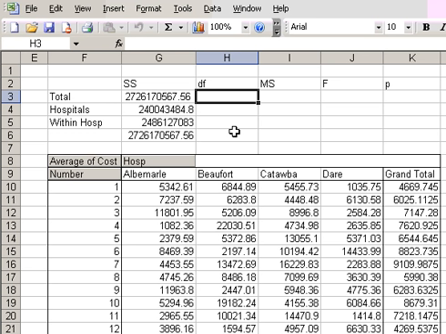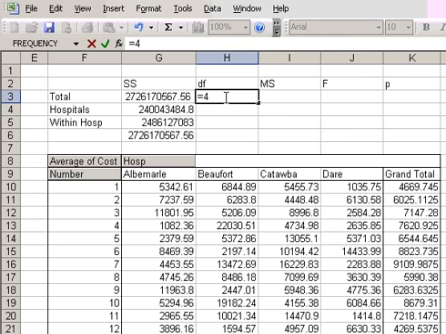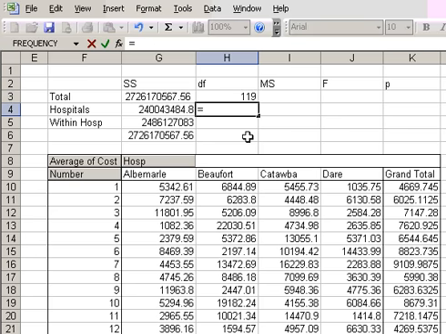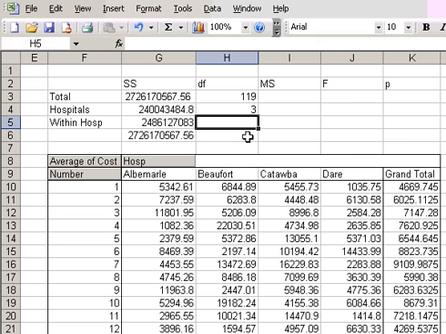The total degrees of freedom is the total number of observations minus 1. Since there are 4 hospitals and 30 admissions to each hospital, the total degrees of freedom will be 4 times 30 minus 1, or 119. There are 4 hospitals and 4 minus 1 degrees of freedom, so there are 3 degrees of freedom for hospitals.